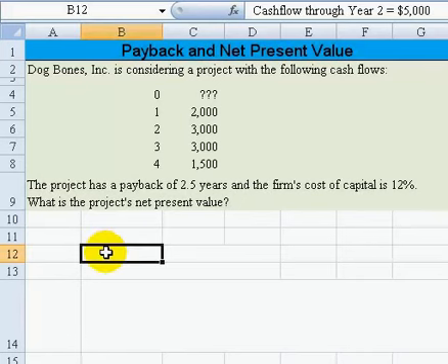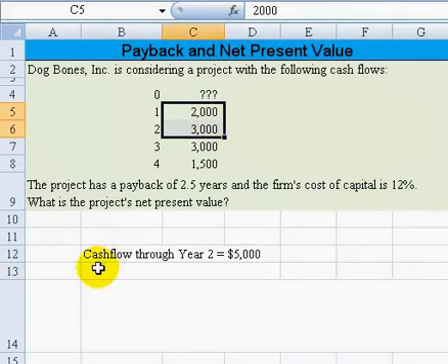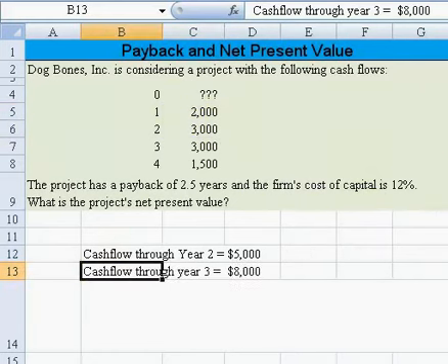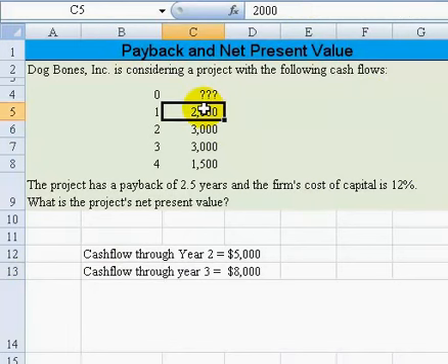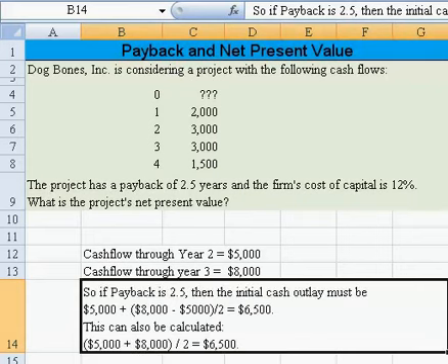Okay, let me illustrate how I solve this, and I worked it ahead of time just to save some time. Cash flow through year 2 is $5,000. You see that in the information that's given. Cash flow through year 3 is $8,000. If I highlight those, that comes to $8,000. So the first thing we need to do is figure out how much the project costs at the beginning of the project, and we do that knowing that the project has a payback of 2.5 years.